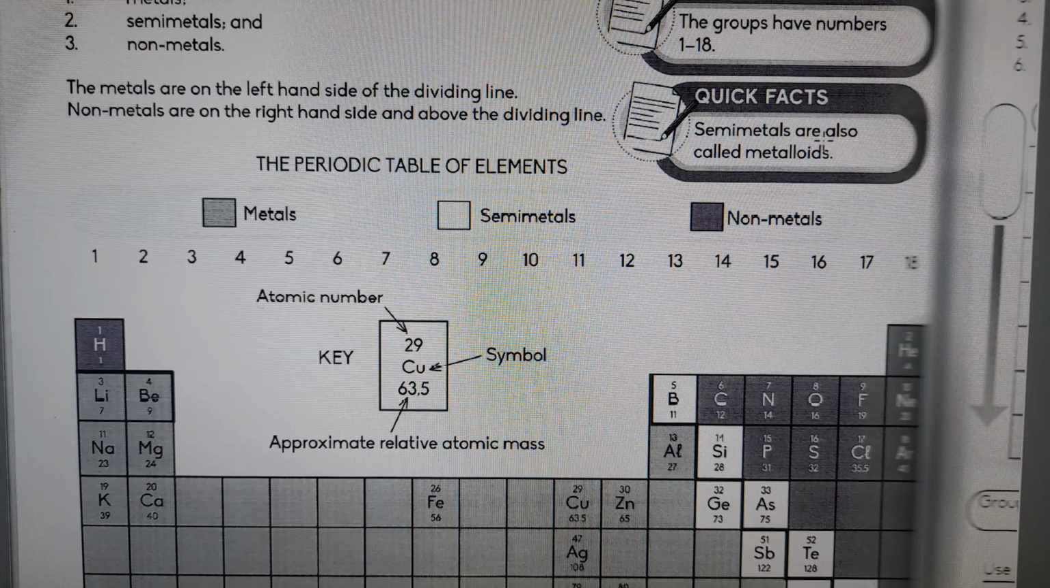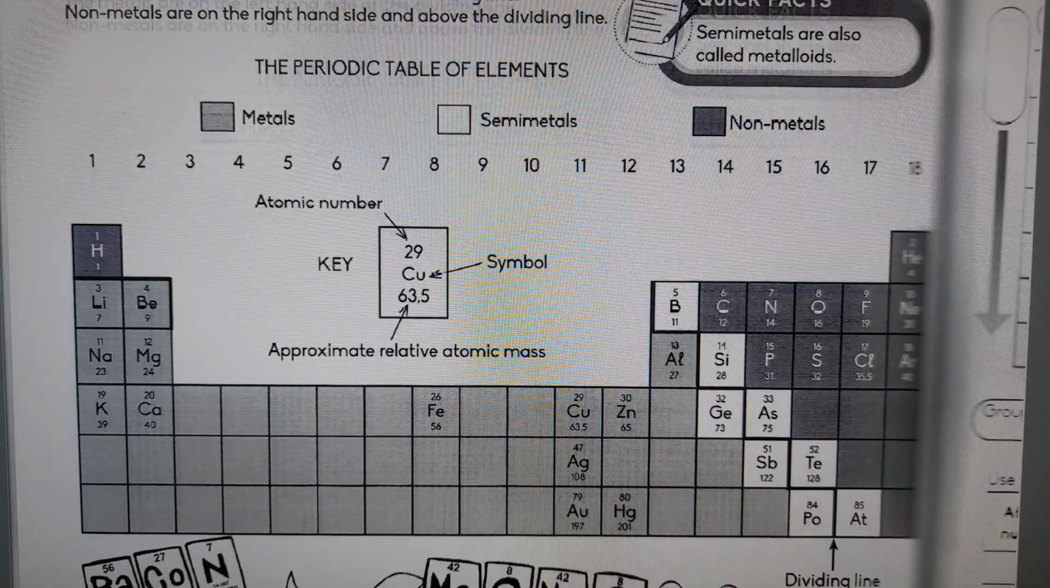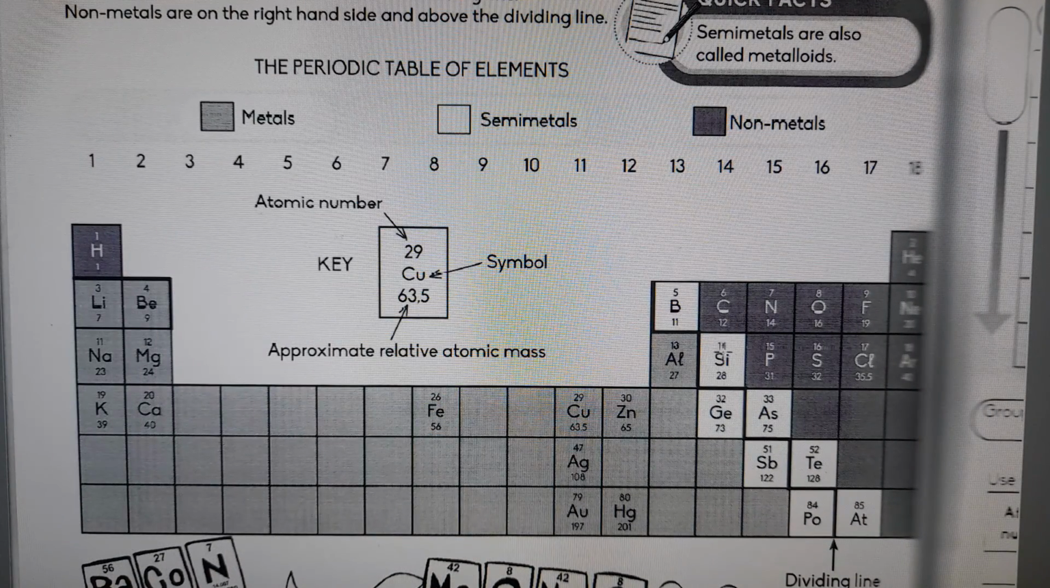They say semi-metals are also called metalloids. Just know that semi-metals, the white ones, are metalloids. Okay, so these are the ones that we see around the dividing line.